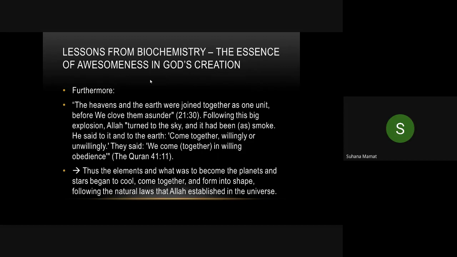Furthermore, Allah said, "The heavens and the earth were joined together as one unit before we cleaved them asunder." Following this big explosion, Allah turned to the sky and it had been as smoke. He said to it and to the earth, "Come together willingly or unwillingly." They said, "We come together in willing obedience." So the elements and what was to become the planets and stars began to cool, come together and form into shape, following the natural laws that Allah established in the universe. This was specifically referring to the creation of the universe.